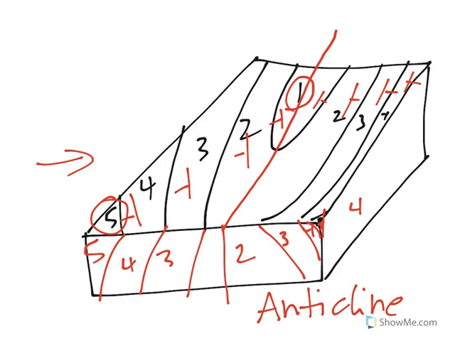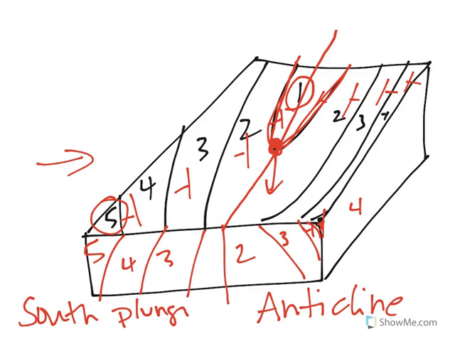Now we need to give a direction of plunge. So let's trace out a U on the surface. And remember, in an anticline, I look at the closed end. And here I see my closed end is pointing down, so I know that is a south plunging anticline. Now let's take a look at the next one.